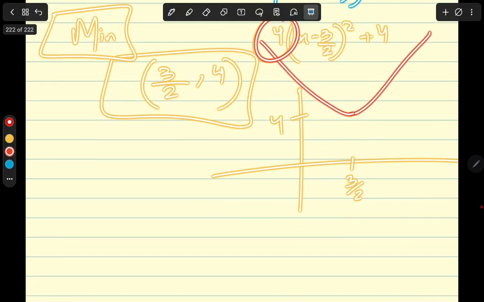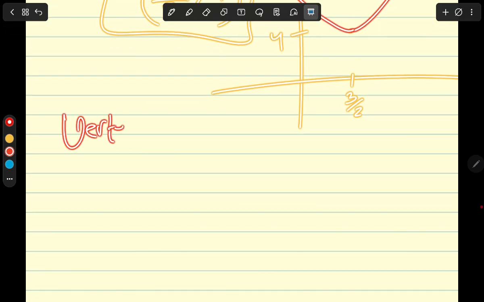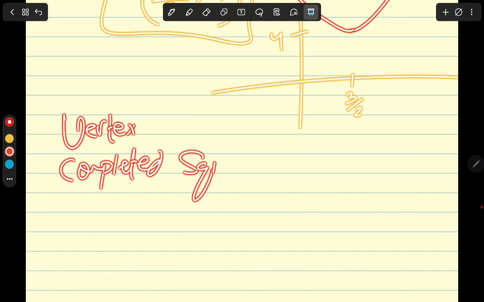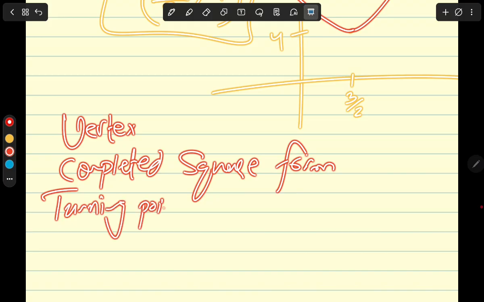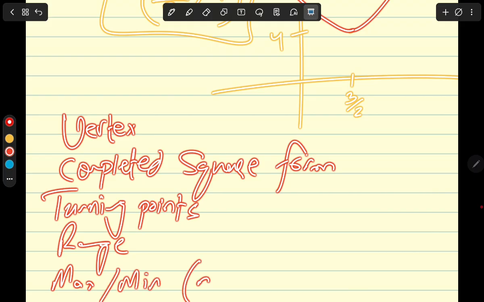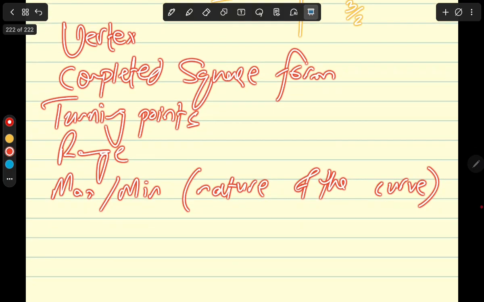So today we discussed the vertex, we discussed completed square form, we also discussed the turning points, and we also discussed the corresponding range for the given domain, and the maximum or minimum type, which is the nature of the curve. Should they ask you what the nature of the curve is, you will identify whether it is a maximum or a minimum type.